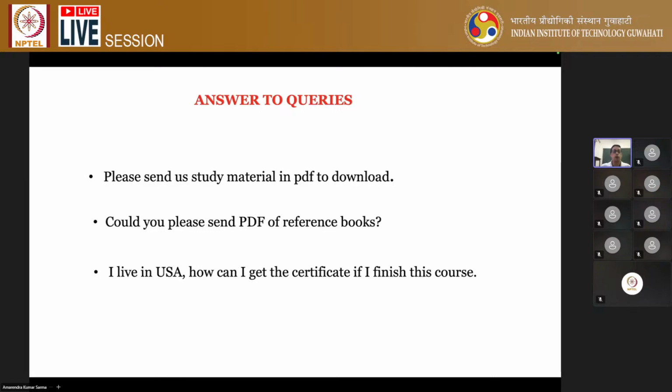Another query was, could you please send PDFs of reference books? Unfortunately, I will not be able to do that because that would be a violation of copyright, though some of the materials you can of course get online. So I am unable to do this. I cannot send you PDFs of reference books.